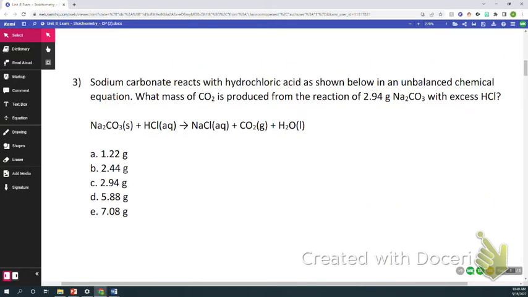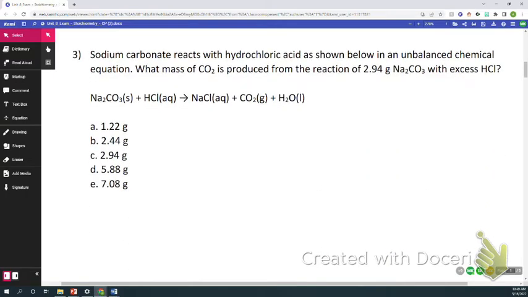Okay. All right. Let's check out number 3 really quick. A lot of it's kind of like the same stuff, but they do little tricks and they tweak little things here and there per problem. So it says what mass of CO2 is produced. So I think they want this in grams. And they say I have 2.94 grams of this. And they say that this is excess.